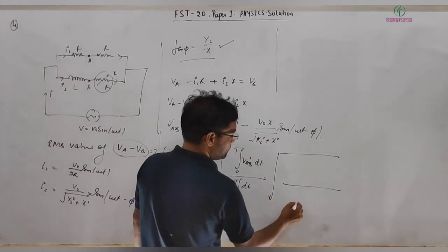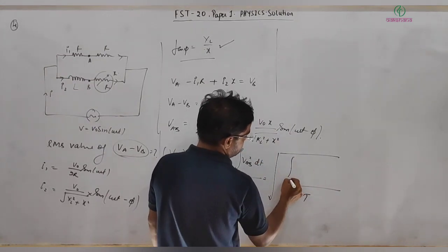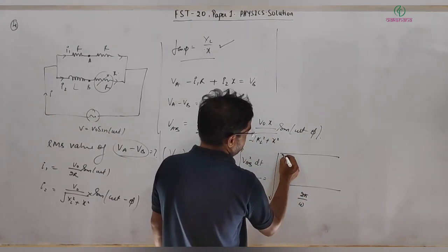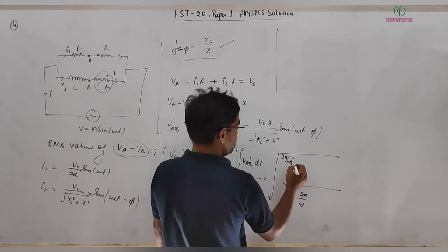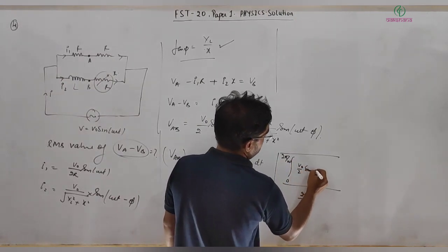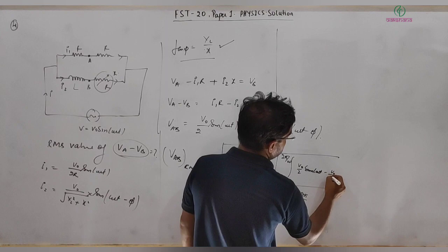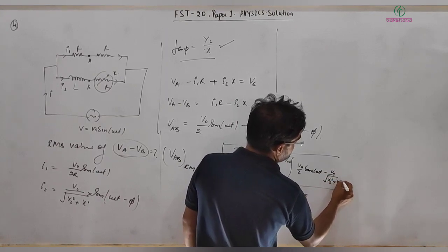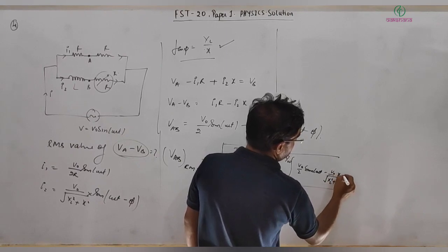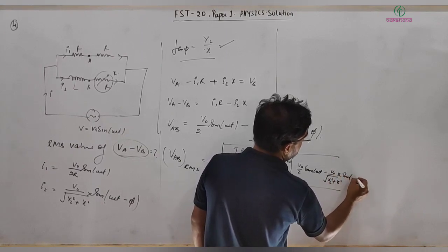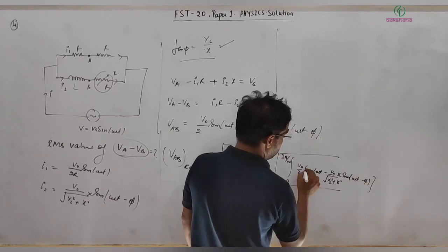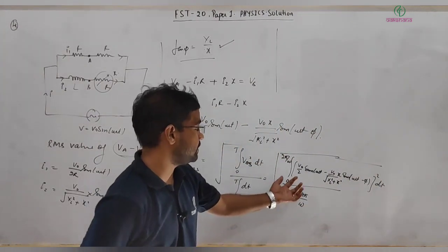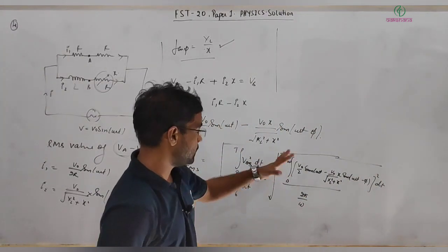Here the total T is 2 pi by omega, so the integral goes from 0 to 2 pi by omega of VAB square, that is V naught by 2 sine omega t minus V naught by under root XL square plus X square into X into sine of omega t minus phi, whole square, into dt. So this is actually the expression. Now I need to simplify it. Okay, so let's talk about it.